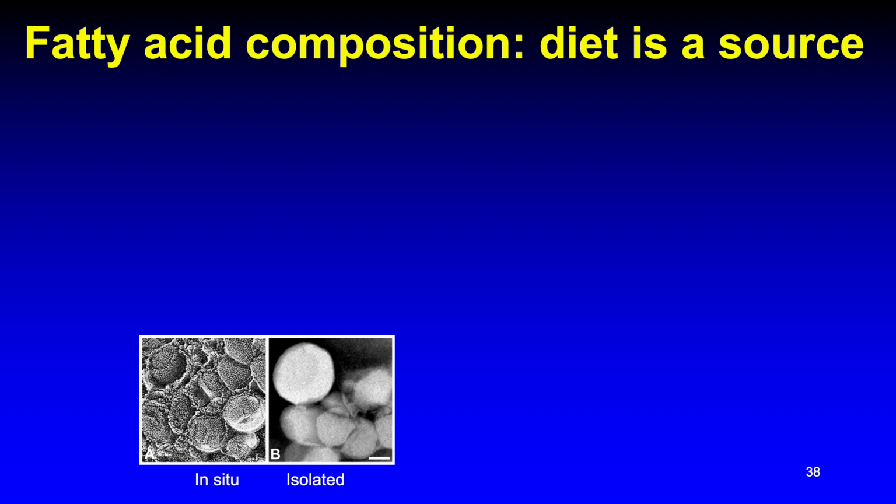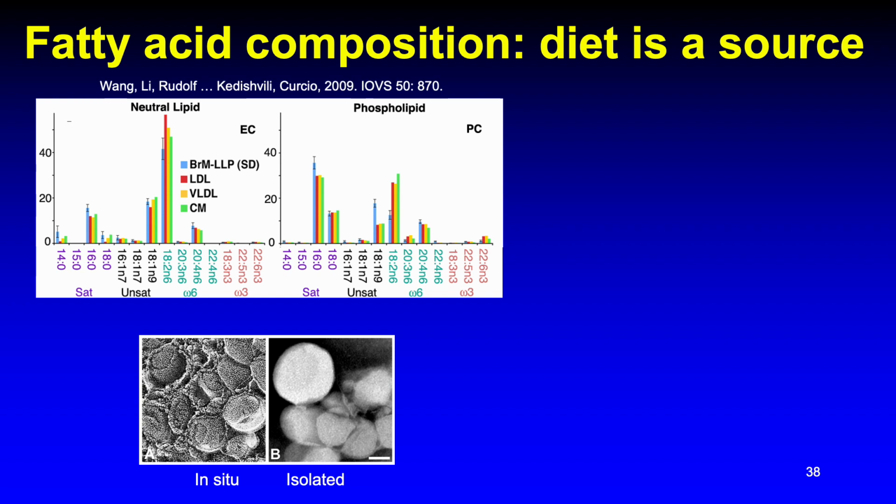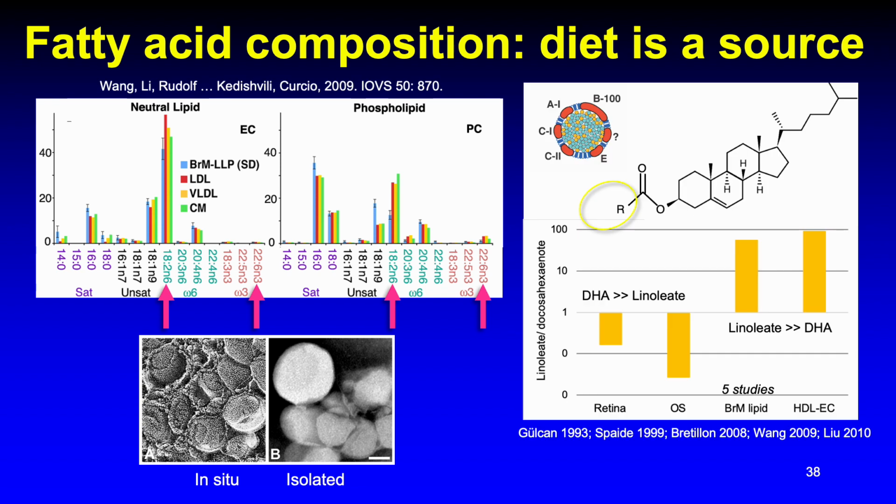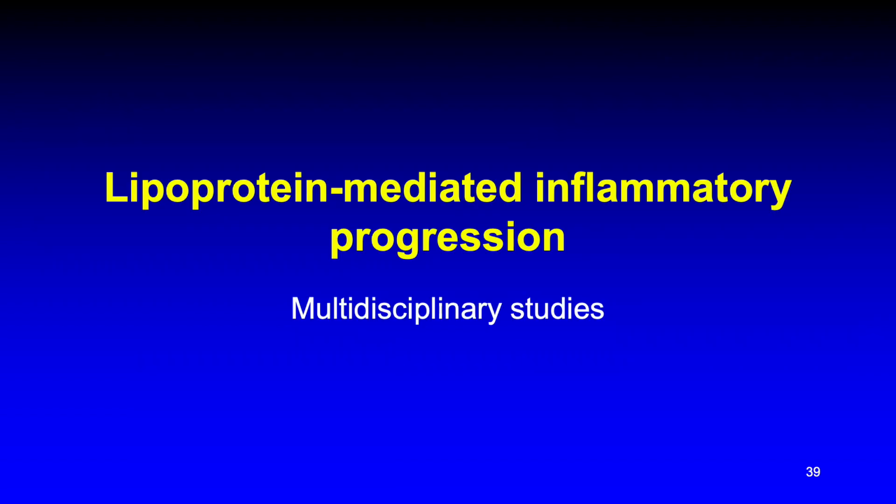We isolated Bruch's membrane lipoproteins and compared them to plasma lipoproteins. Esterified cholesterol had abundant 18:2 linoleate and very little 22:6, or DHA. The phospholipids were also rich in 18:2 and low in 22:6. The high ratio of linoleate relative to DHA in Bruch's membrane lipids was also shown by other labs. This ratio resembles plasma. Thus, we concluded that diet is the main source of fatty acids in Bruch's membrane lipids. In the next section, we will talk about how the lipids in Bruch's membrane can become pro-inflammatory.